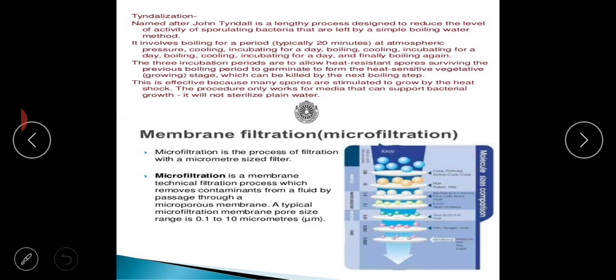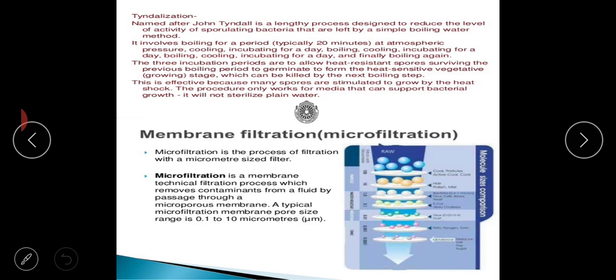The three incubation periods are to allow heat resistant spores surviving the previous boiling period to germinate to form the heat sensitive vegetative stage, which can be killed by the next boiling step. This is effective because many spores are stimulated to grow by the heat shock, and the procedure only works for media that can support bacterial growth. It will not sterilize plain water.